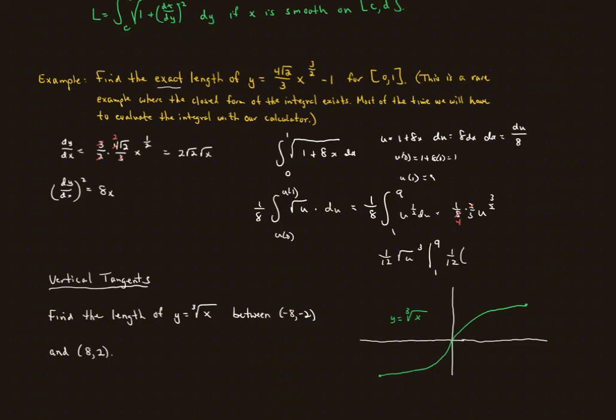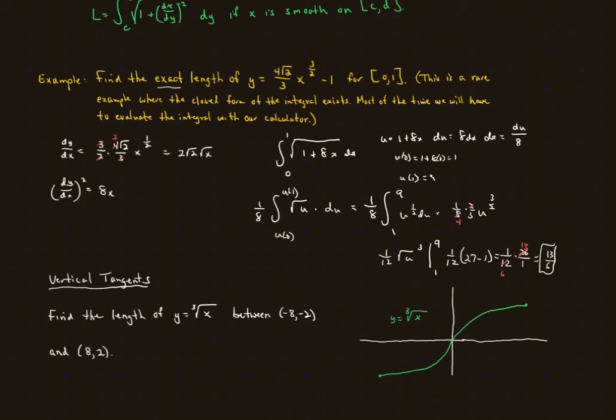So that's going to be 1/12. And the square root of 9 is 3. 3 cubed is 27. Minus the square root of 1, which is 1, cubed is 1. So that'll be a minus 1. So we have 1/12 times, I guess that's going to be 26. And we can cancel. 2 goes into there 6 times, and into there 13 times. So I think we'll get 13/6 as our arc length.